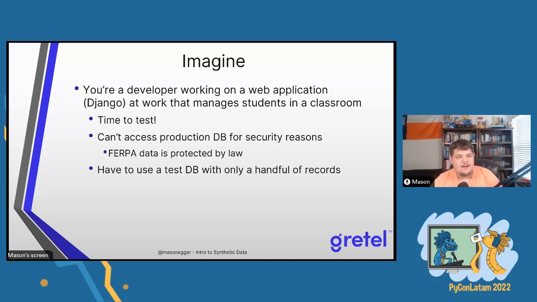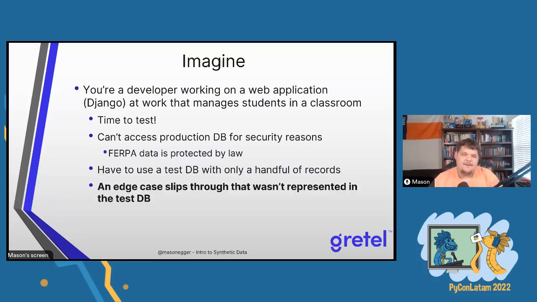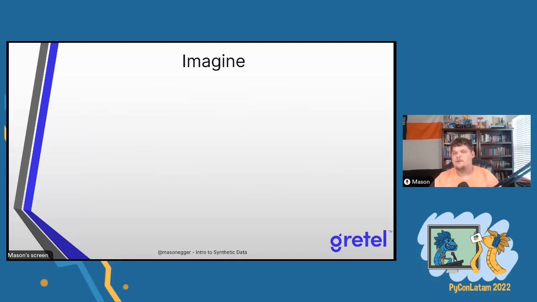So we have to test with the database with only a handful of records, something that we create ourselves. And unfortunately, because of this, because we weren't able to foresee all of the problems or know what's going on, an edge case has slipped through that wasn't represented in the test database. And we have problems, crashes in production, bugs, all sorts of things.